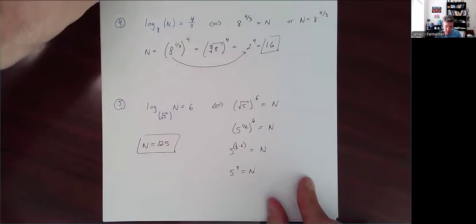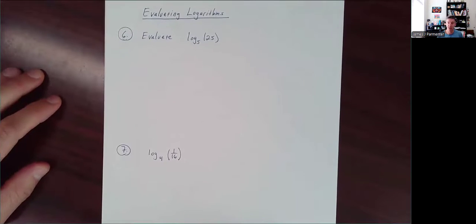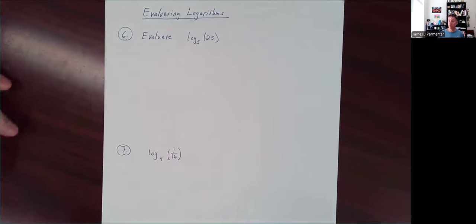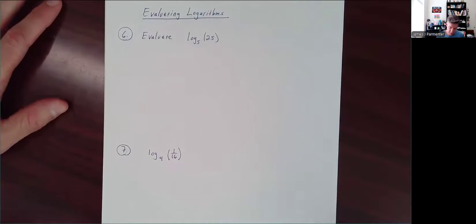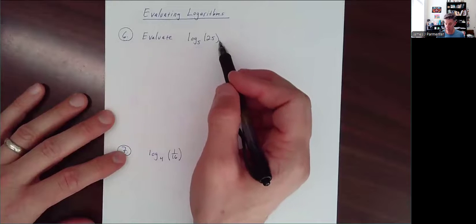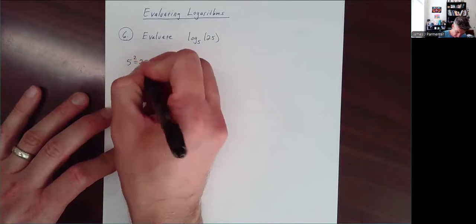Moving along. Evaluating logarithms. So this next section is really the same as the previous one. It's just, instead of writing it as an equation to start off with, I'm just saying, find the value here. So there's really two ways you could do this. You could say, I know the answer. I know that I'm trying to find 5 to what power equals 25. And I know that 5 squared equals 25.